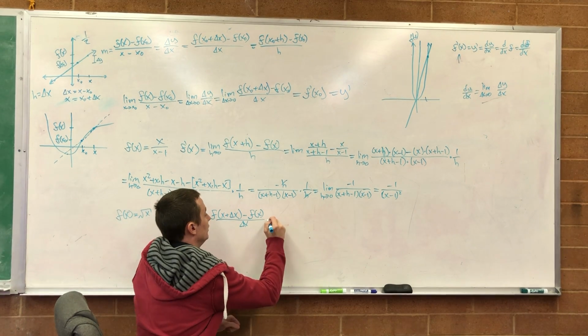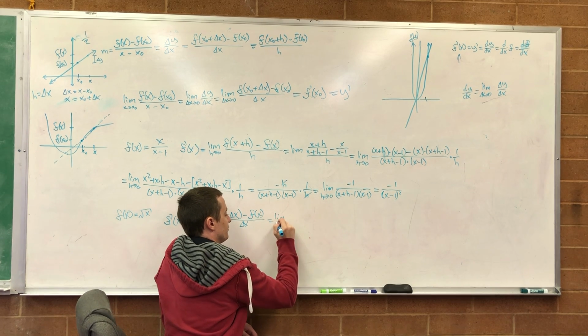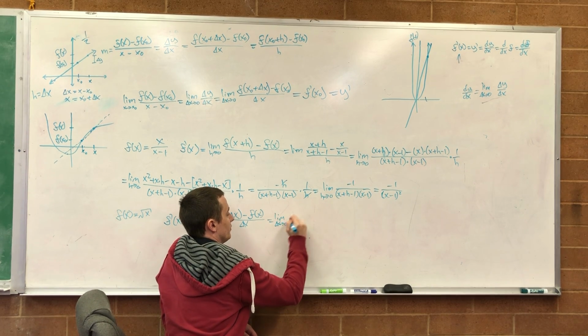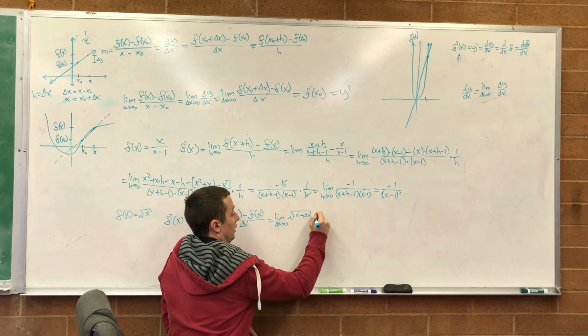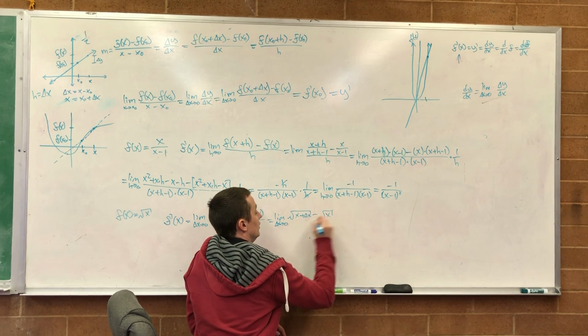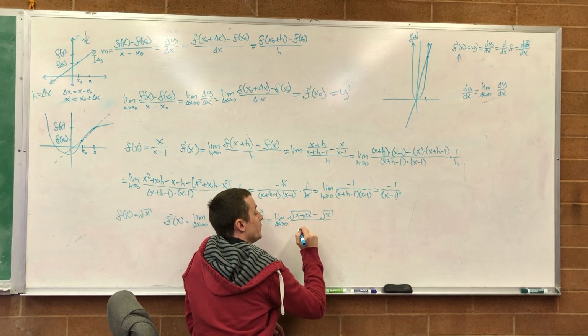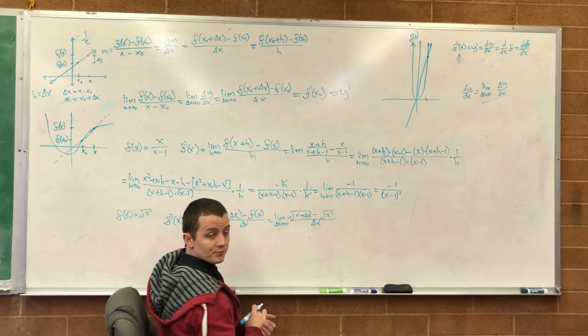Now we just plug in. This is equal to, tell me what to write. Square root of x plus delta x. Perfect. Minus square root x all over delta x. Perfect.